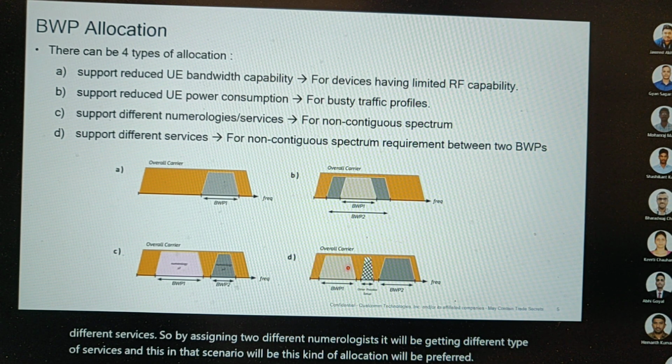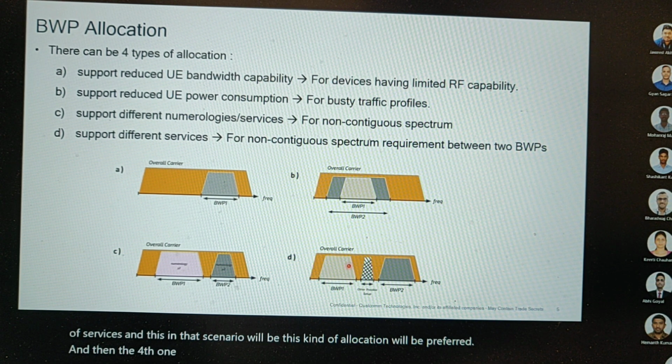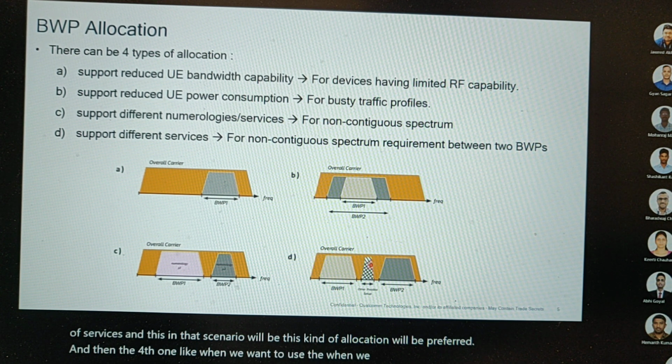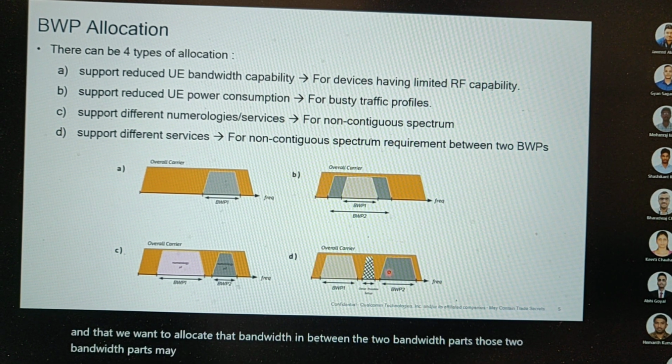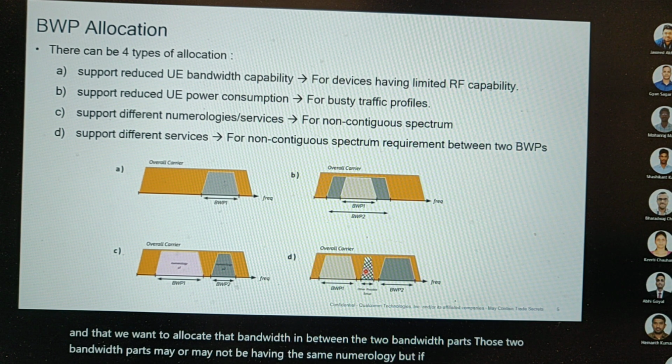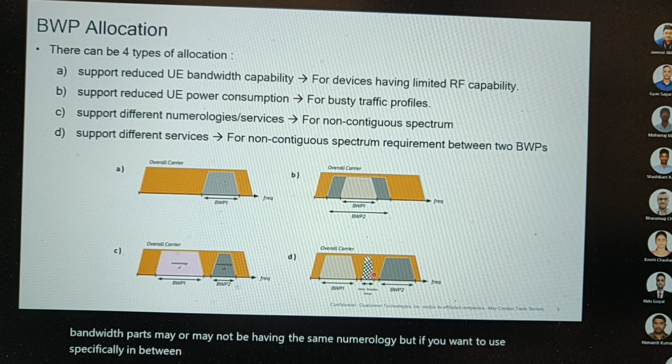And the fourth one, when we want to get one specific service and we want to allocate that bandwidth in between the 2 bandwidth parts. Those 2 bandwidth parts may or may not have the same numerology, but if you want to use it specifically in between those 2, then we can consider this kind of allocation.